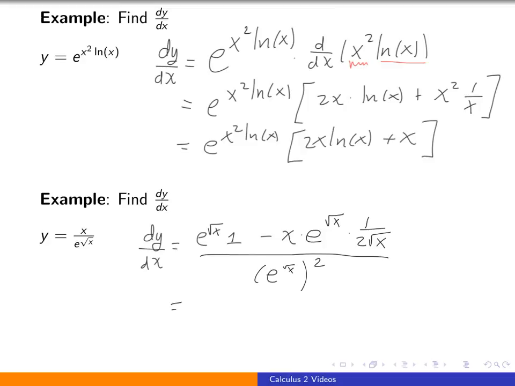And in this example, I see one very basic simplification. Note, each of the terms contains an e to the root x. So what we could do is cancel it off, one of them from each term. What that will leave us with is 1 minus x over 2 square roots of x, which would really just be 1 minus 1/2 square root x, all divided by a single e to the square root of x.